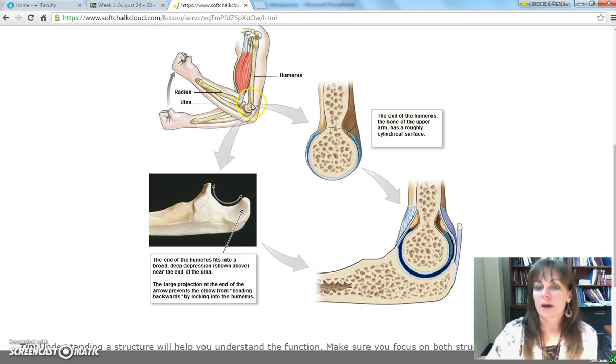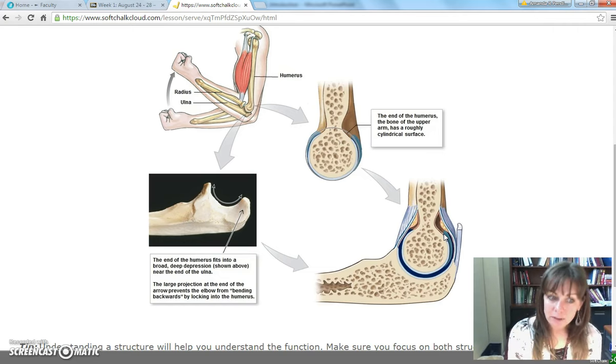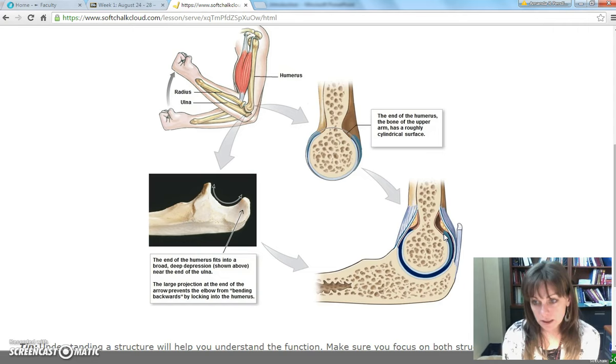So there are many examples. These are big structures. We call them macroscopic structures. You don't need a microscope to see them. But the same principle applies for microscopic structures, little molecules inside of your body. If they're shaped properly, then they function properly. If they're shaped improperly, they function improperly in many, many cases.